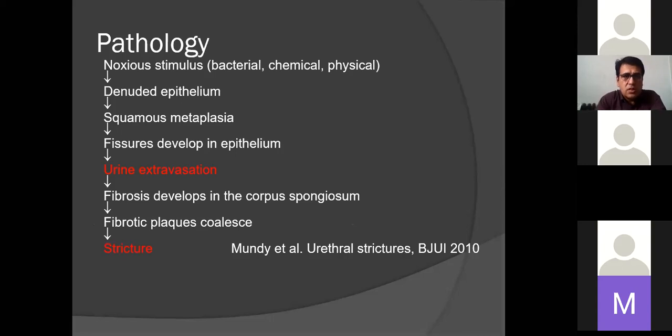So what's the pathology? There's a noxious stimulus because of the bacteria and the chemicals present there, which leads to denuded epithelium, and there's metaplasia over there. Fissure development is seen in the epithelium. Once there's fissure development, there is extravasation of the urine into the corpus spongiosum, which leads to fibrosis of the corpus spongiosum. Then there are very hard strictures, but the very simple strictures are just related to the epithelium.